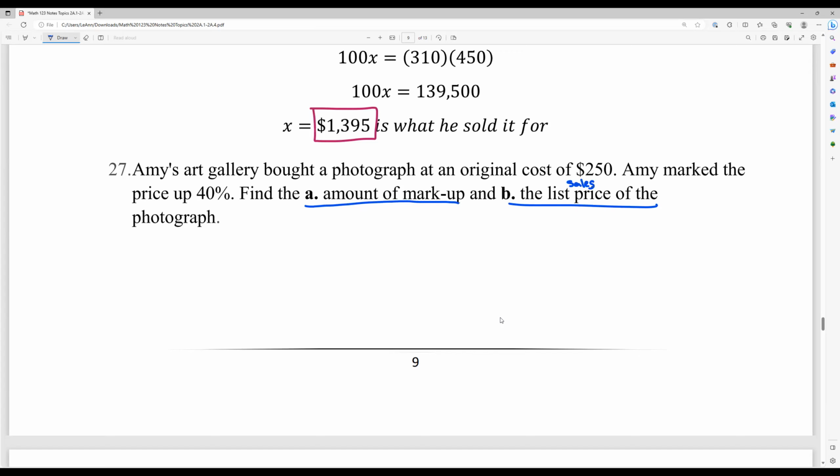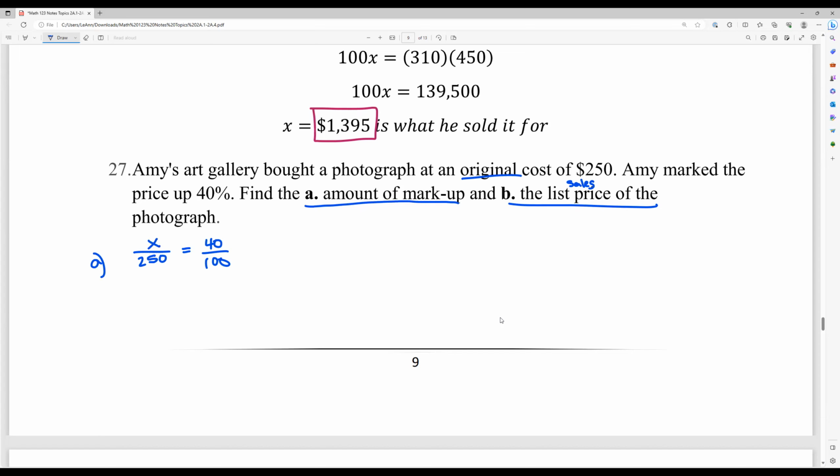Okay. Amy's art gallery bought a photograph at an original cost of $250. Okay. So for part A, we're going to have that she bought it for $250. And she's going to mark the price up 40%. So this is her original price, the markup percentage. And then, because we're only looking for the amount of markup, that's going to be our X.